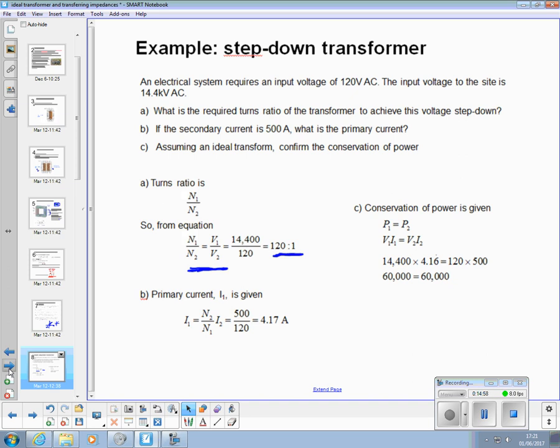Okay. Assuming an ideal transformer, confirm the conservation of power. So P1 is equal to P2, V1 times I1, 14,400 times 4.16, equals 120 times 500, 60,000. Yep. So the idea of doing that is to show that both sides are conserving the power. Yep. All fairly simple stuff, and you're probably well aware you ain't going to get that question in the exam. All right.